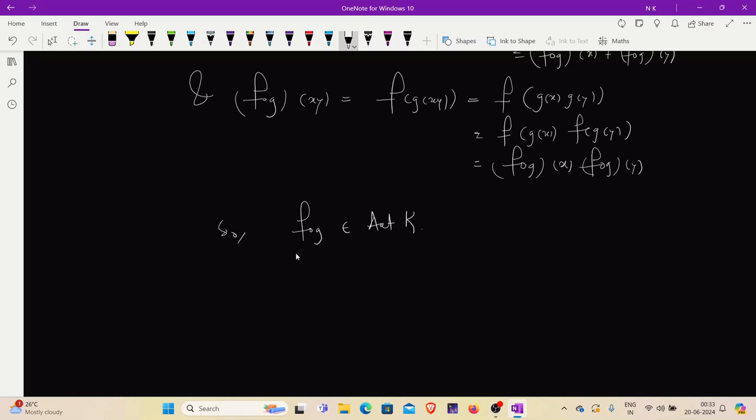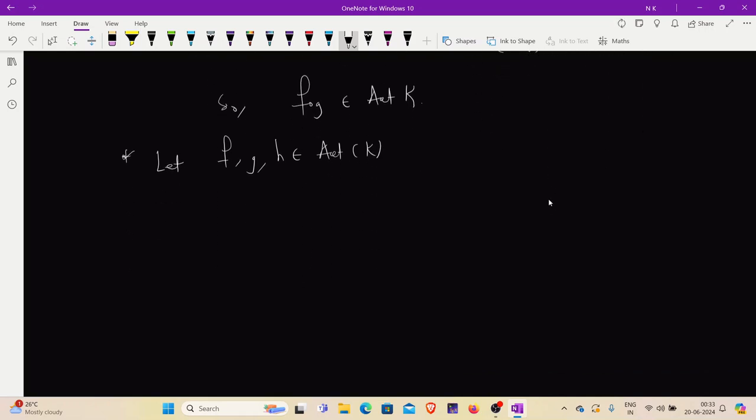Further, I want to check other properties as well. So secondly, I will walk through associativity. For associativity, let me take three mappings from Aut(K). So let f, g, h belong to Aut(K). I want to show that they satisfy associativity under composition.